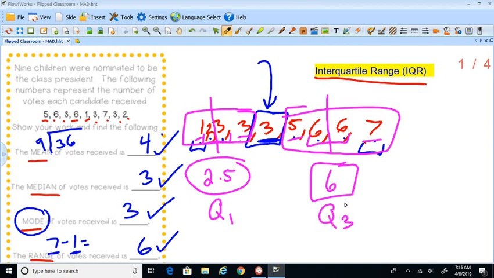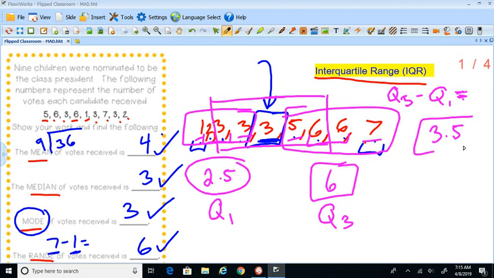And all IQR is, the formula, Q3 minus Q1. The spread of the data from your first quartile up to the third quartile. The middle 50%, the most important parts of data. And you have 6 minus 2.5, which leaves you with 3.5. So the IQR for this example is 3.5.